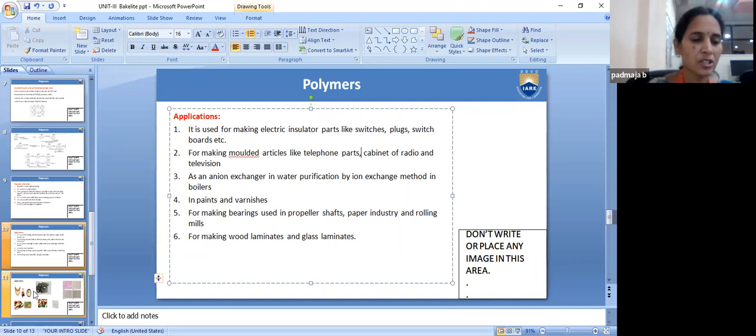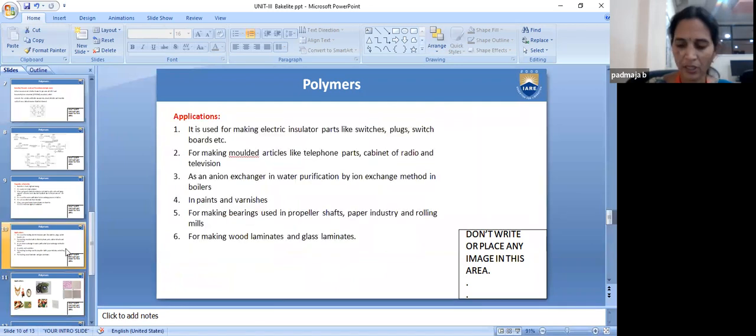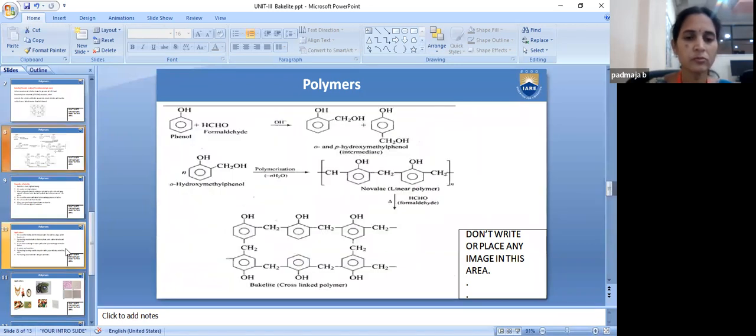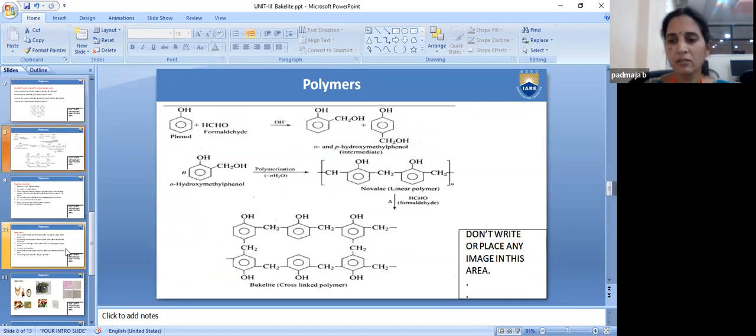First you have to learn the preparation well. Bangles are also Bakelite only. Clock, all these are applications of Bakelite. Buttons, these buttons are also Bakelite only. So students, understood the preparation of Bakelite first? You have to learn the structures.